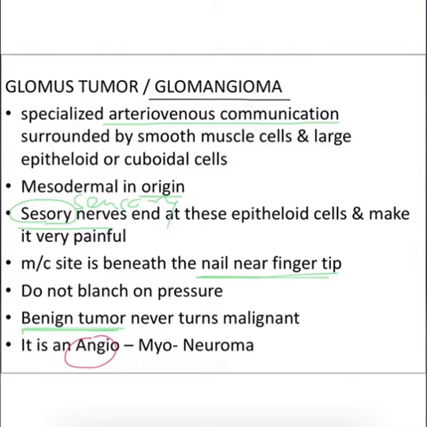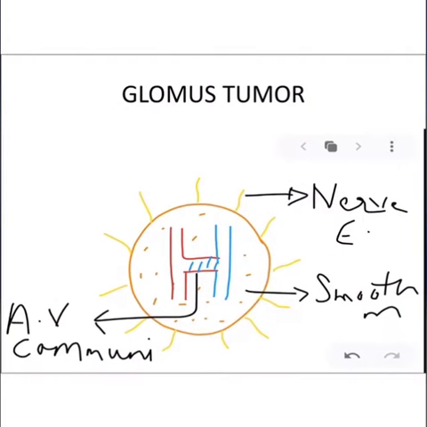It is an angiomyoneuroma because of its components. It has blood vessels, so it's angioma. It has muscle cells, so myoma, and nerves, so it's a neuroma. It's an angiomyoneuroma. Now look back at the slide.